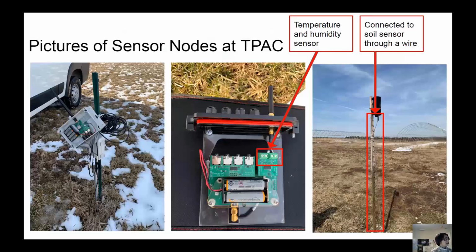And finally, these are some examples of these sensor nodes. You have a temperature and humidity sensor node, and here is how the sensor is connected through a wire to the embedded board, which is outside the soil.